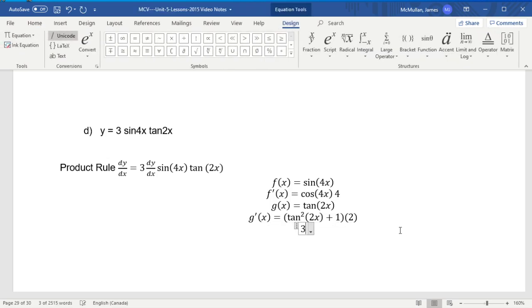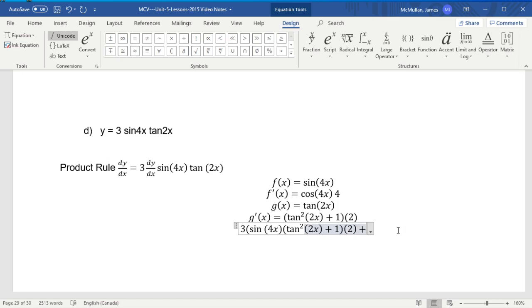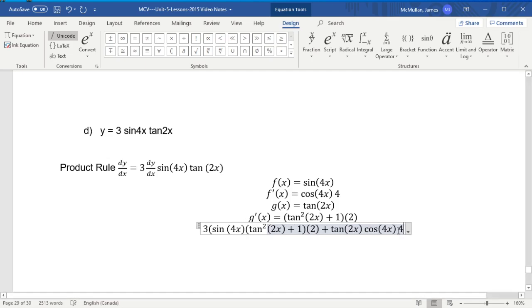Okay, the product rule, so we're going to keep that 3 at the front. Then we're going to do f, sine 4x, times g prime, which is tan squared of 2x plus 1 times 2. Okay. Then we're going to add the tan 2x, so g, and then times f prime, cos 4x times 4.